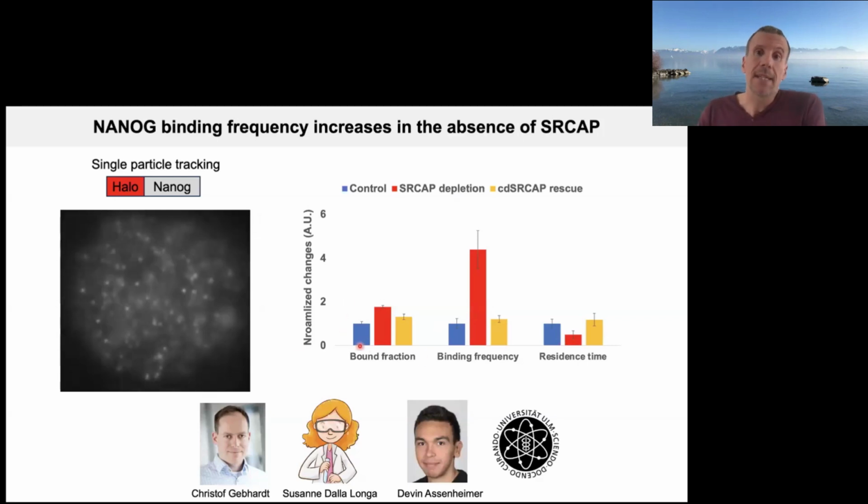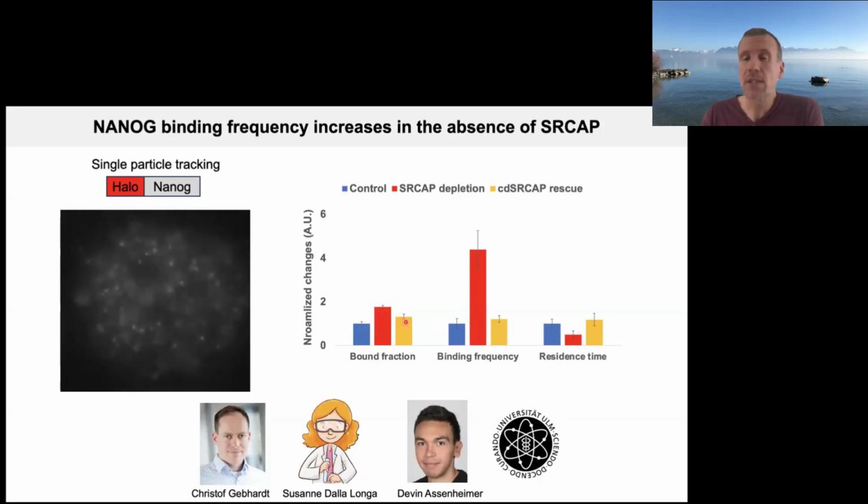And so what we found is that when you deplete SRCAP, you increase the bound fraction in a quantitatively very similar manner to what we saw in ChIP-seq. And this is rescued by the expression of CD SRCAP. If you look at the binding frequency, this is the parameter that really increases when you deplete SRCAP, a fourfold increase in binding frequency. But when you rescue this with the catalytically dead SRCAP, this goes back to the same level as in the control.